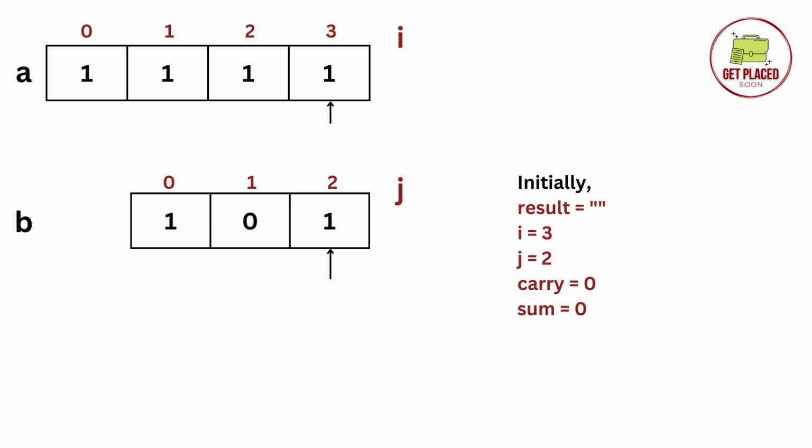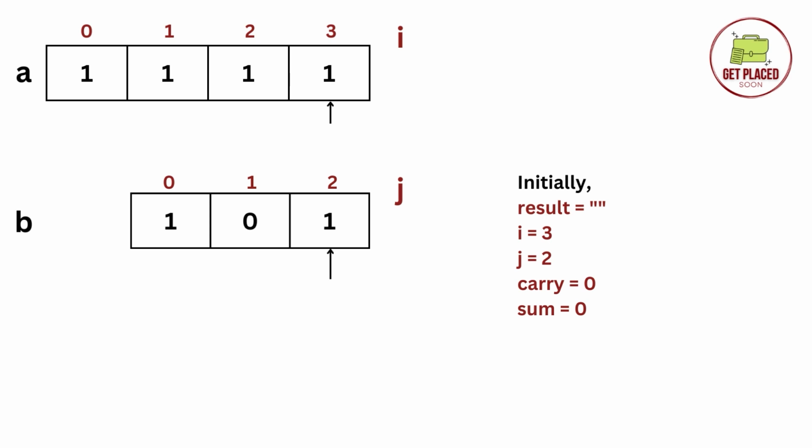Now, for doing this, we need three variables: result, carry, and sum. Result is a variable where in every iteration, in every step, we will store the result. And carry and sum we need for operating. And for now, before starting, let's initialize them with 0.